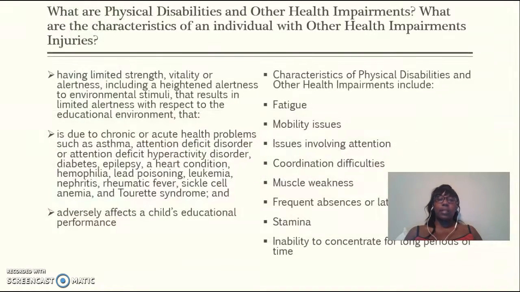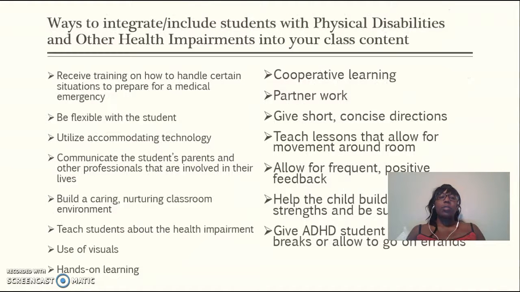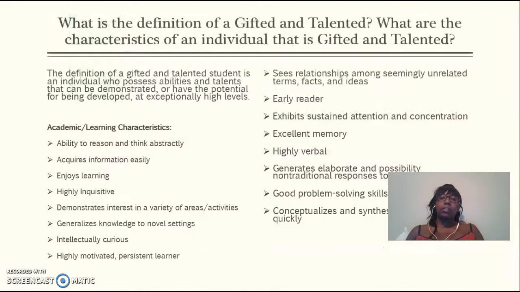Physical disabilities and health impairments. So these right here are some of the characteristics of physical disabilities and health impairments. So you might feel fatigue, mobility issues, coordination difficulties, muscle weakness, and stamina. Physical disabilities and other health impairments are kind of in the same category because physically you can feel fatigue, mobility issues, things like that. So ways to integrate this, we can be flexible with the student, use visuals, hands-on learning. A lot of students can learn hands-on. I'm good with hands-on. You can be flexible with the student, partner work, cooperative learning. All of those are good choices.